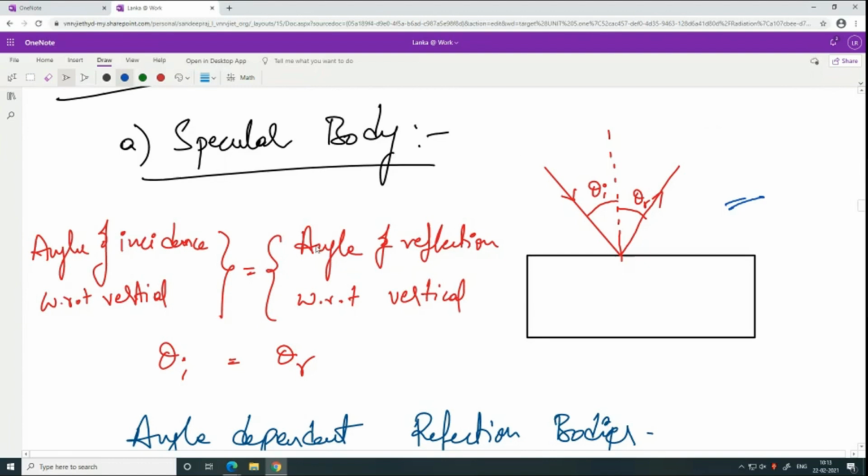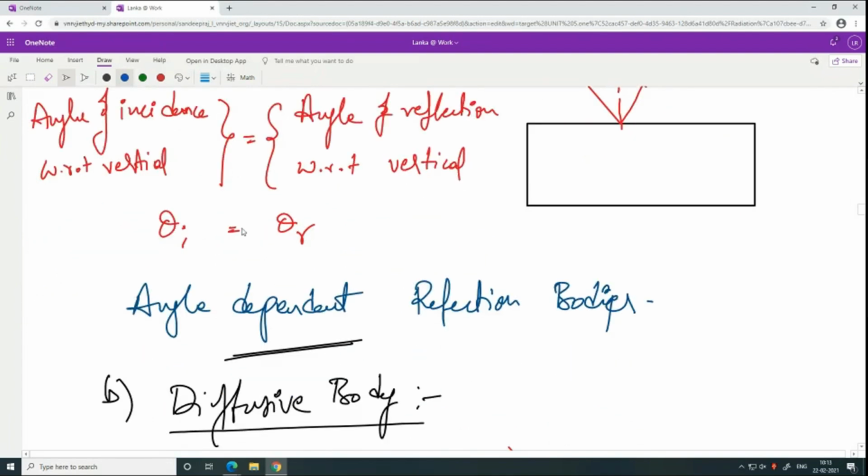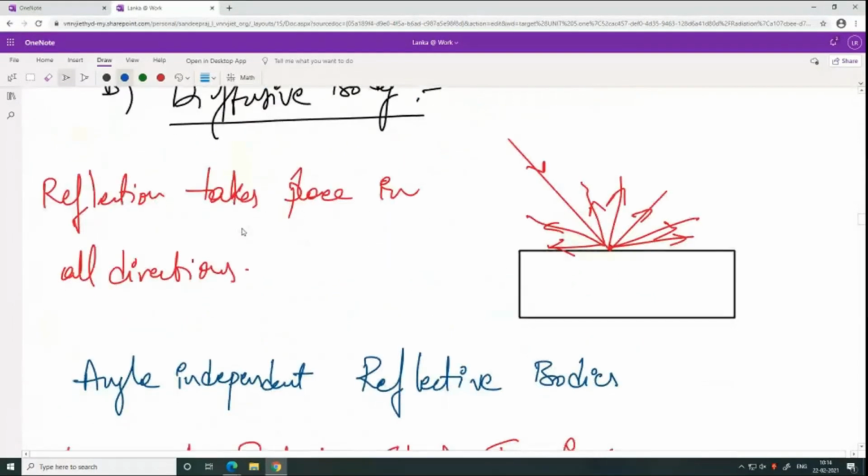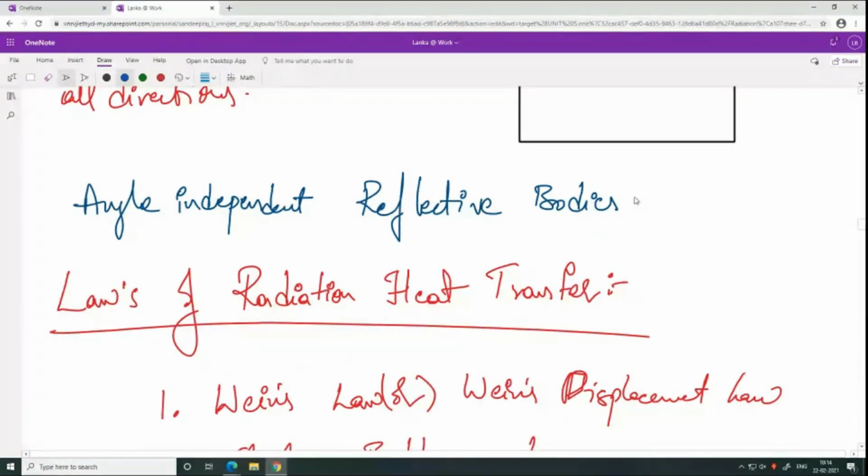So that we call it a specular body. That's why it is called an angle dependent reflection body. Also, we have seen diffusive bodies. Diffusive bodies will diffuse in all directions. Whatever the reflection that is taking place, that reflection will be there in all directions, as shown in this diagram here. So that's why these diffusive bodies are called angle independent reflective bodies.